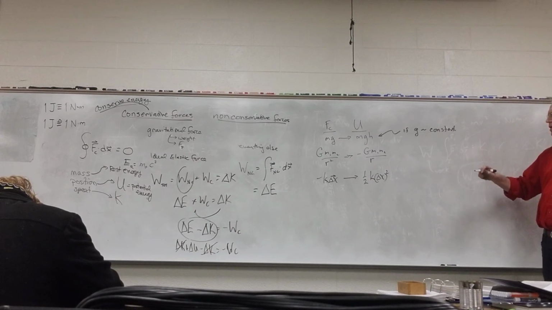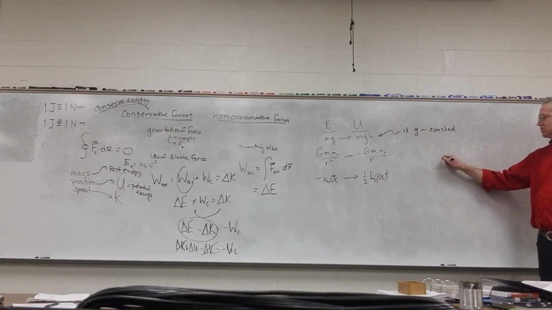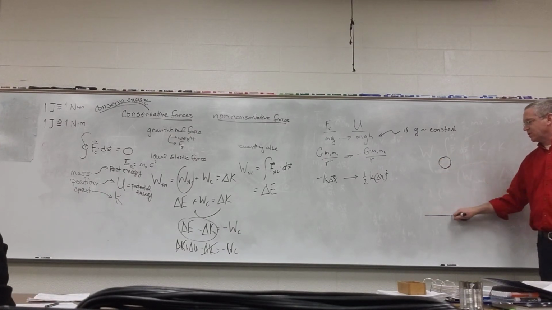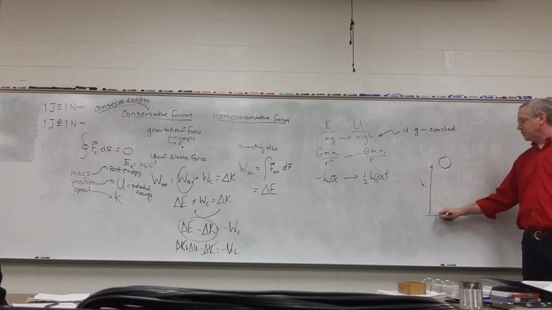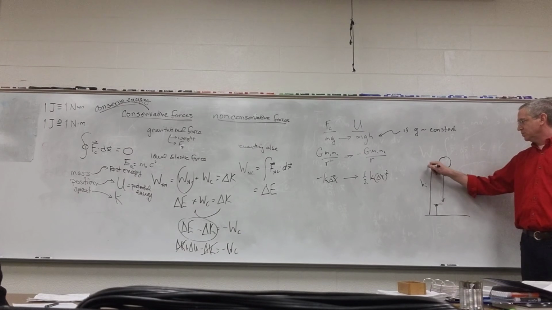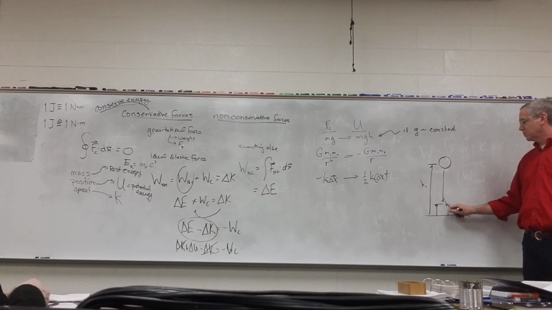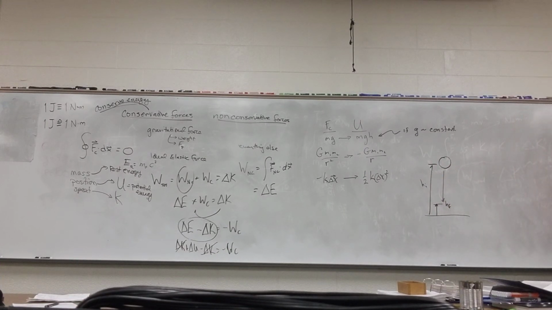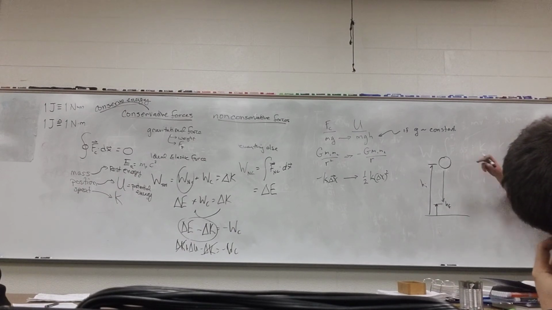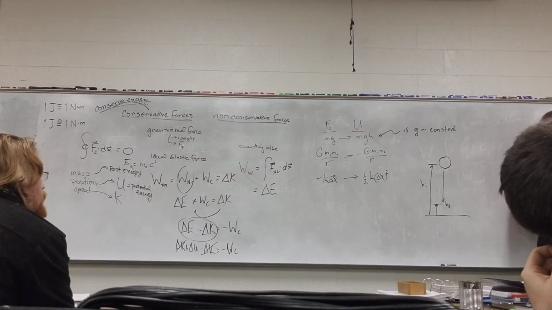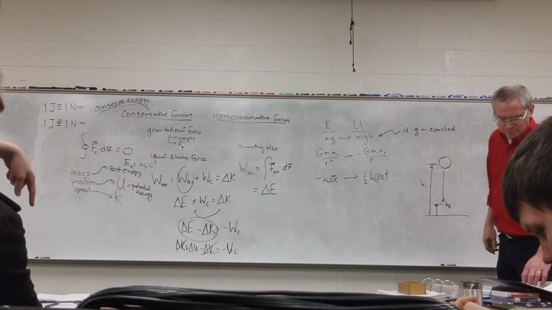So let's derive that MGH. I have an object going from some initial height to some final height, so the object's going to fall. I know the conservative work is equal to the negative change in potential energy. First, let's establish a force diagram. I have an object that's falling. What are all the forces acting on it? Gravity acting down on the object.